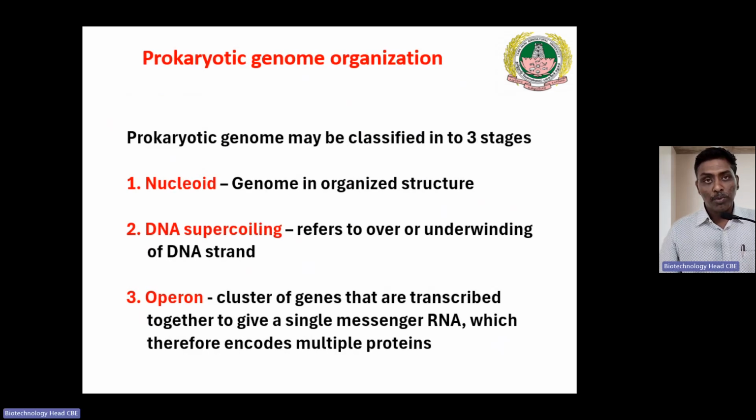Coming to the prokaryotic genome organization, it may be classified into 3 stages. One is nucleoid, second is supercoiling, third is operon. What is the definition of the nucleoid? The genome in an organized structure is called the nucleoid in prokaryotes. What is DNA supercoiling? It refers to over or underwinding of the DNA strand. Third is operon. An operon contains a cluster of genes that are transcribed together to give a single messenger RNA, which therefore encodes multiple proteins. So in prokaryotes, the operon makes polycistronic units.